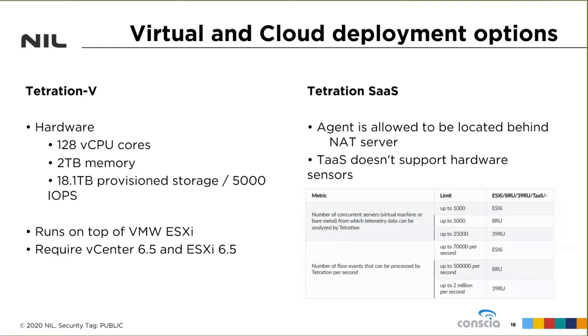This is a cloud option of Tetration. At the moment, the service is hosted in the US, and the plan is also to build it in the EU. In this option, a Tetration agent always acts as a client to initiate the connection to the services, and the agents are also allowed to be behind a NAT server. An important thing to know about the virtual edition and the service edition is that they do not support hardware sensors.